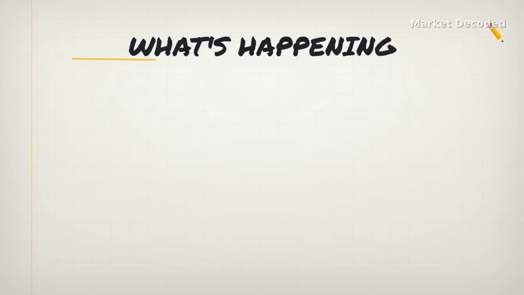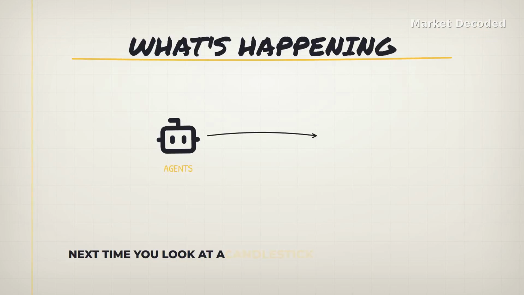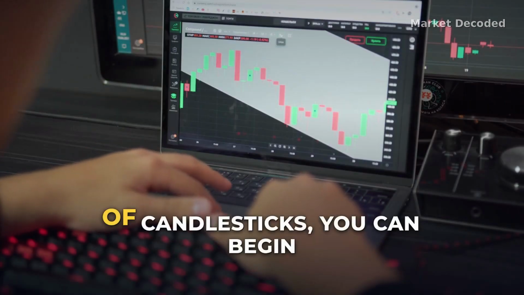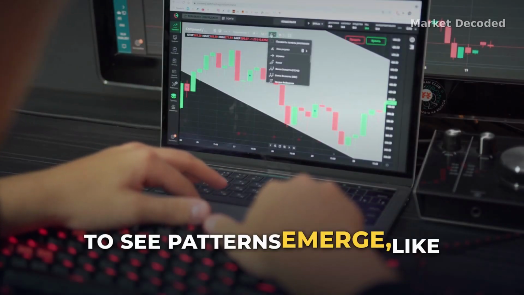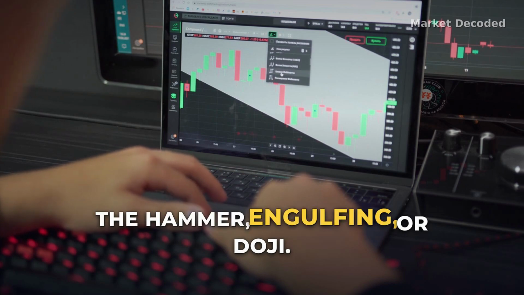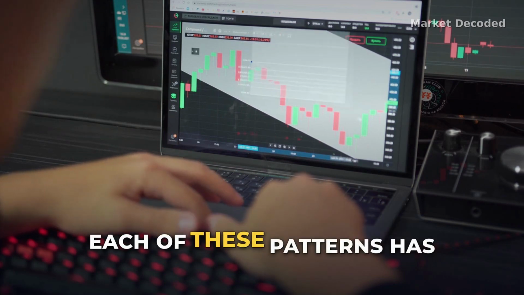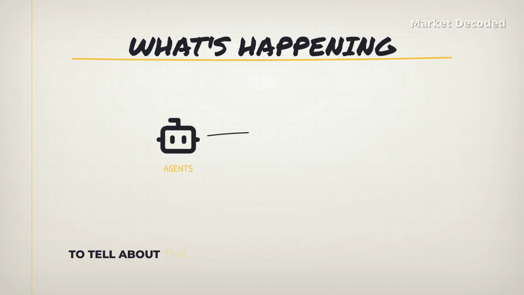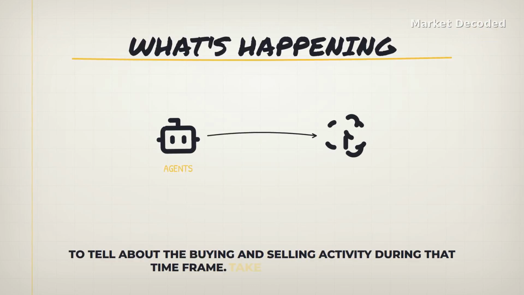Next time you look at a candlestick chart, remember, the time frame is your lens. What do candlestick patterns really tell us about potential market movements? When you zoom in on a series of candlesticks, you can begin to see patterns emerge, like the hammer, engulfing, or doji. Each of these patterns has its own story to tell about the buying and selling activity during that time frame. Take the hammer, for example.